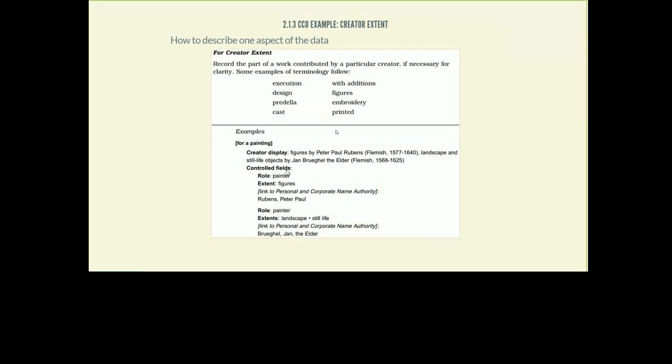Finally, from CCO, a description of one particular data element. Creator extent describes to what exactly the contributor has contributed. So it could be to the design of something, but not, let's say, the building or the adornment of it. It could be to the predella or figures, illustrations, and so on. This richness of information is required by art history scholars to make connections between works of art and between artists and so on.